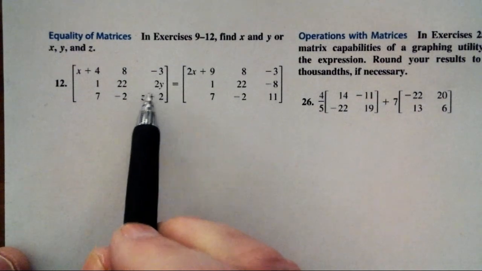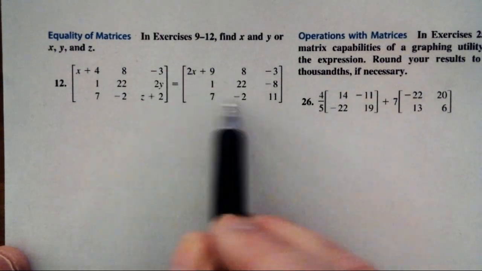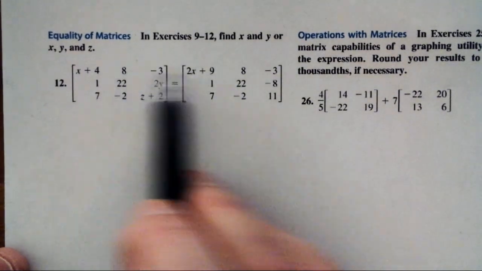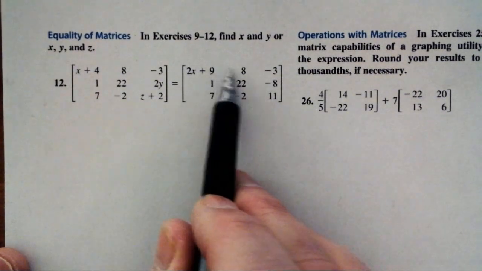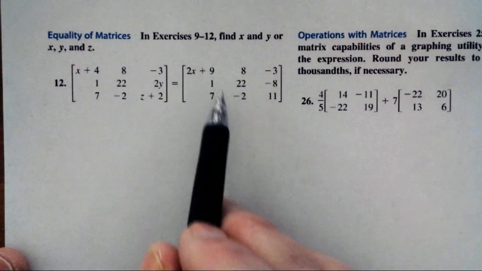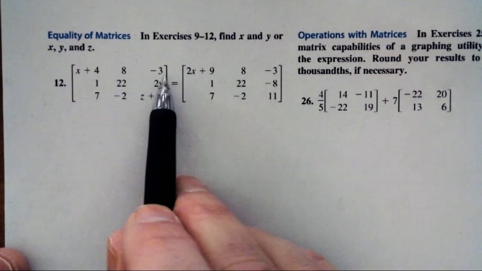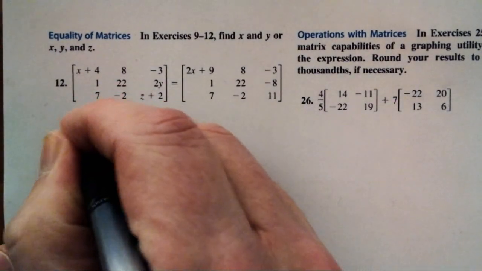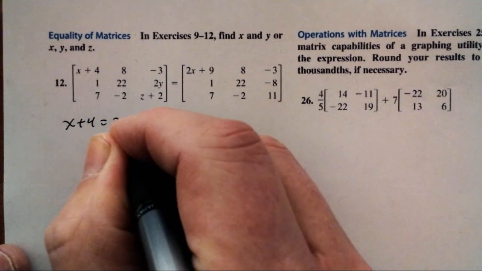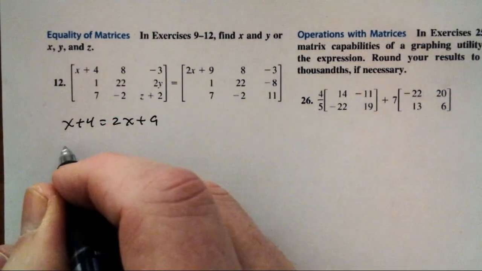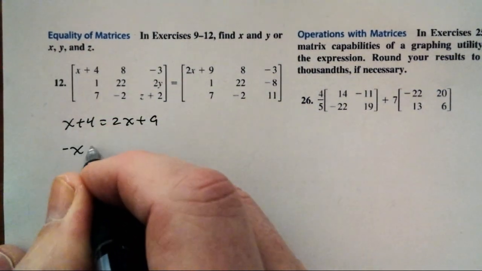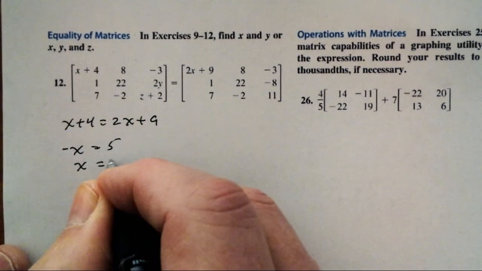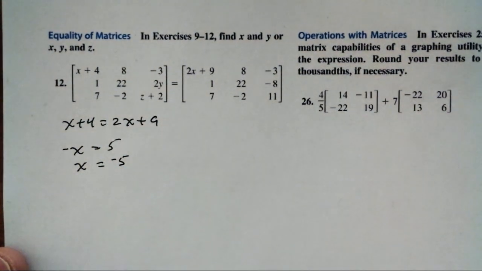Here we have a 3 by 3 matrix that's stated to be equal to a 3 by 3 matrix. In order for that to happen, every corresponding entry has to be equal. This wouldn't be true if this was 8 and this was 7. It wouldn't matter what X, Y, and Z are. Every single entry has to be equal, but X plus 4 must be equal to the entry 2X plus 9. If I subtract 2X on both sides, I get negative X. If I subtract 4 on both sides, I get 5. So X is negative 5.